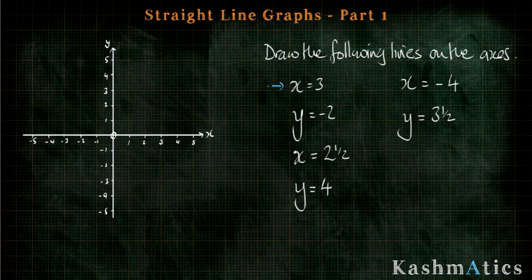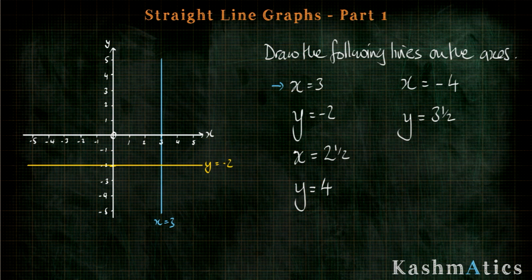I've got x equals 3. Okay, so that means it crosses the x-axis at 3, and only a vertical line will do that. Okay, vertical lines are x equals something. Okay, the next one is y equals -2, so that's going to cross the y-axis at -2. So that one would be y equals -2.